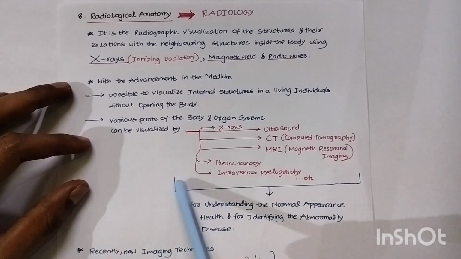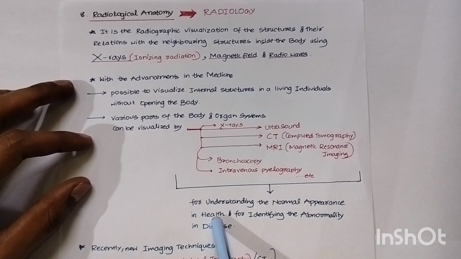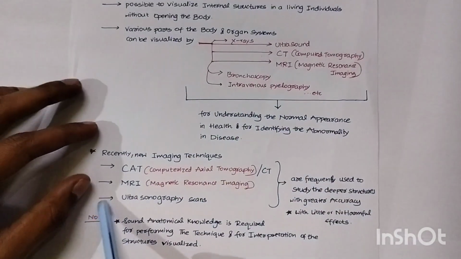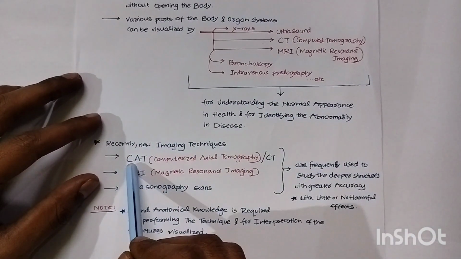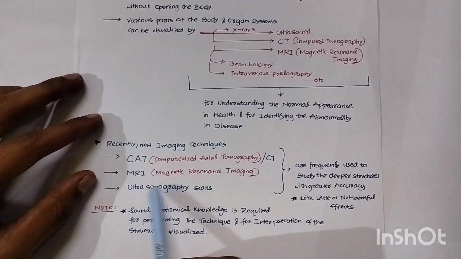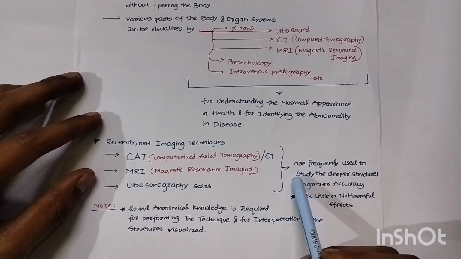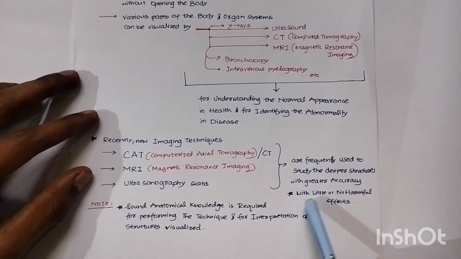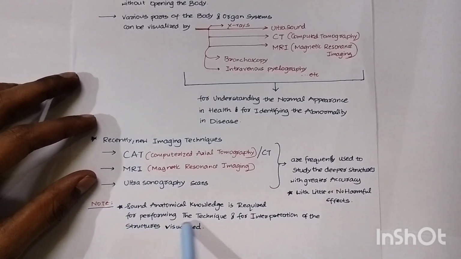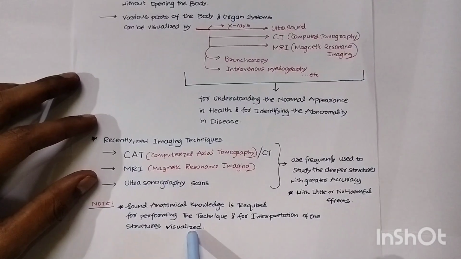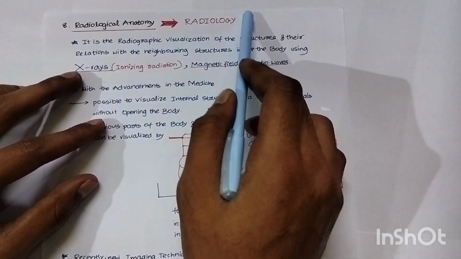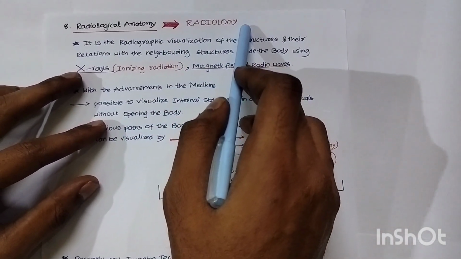Our inventions are made so that they will be useful for understanding the normal appearance in health and for identifying the abnormalities in diseases. Recently, new imaging techniques like CAT or CT scan, computerized axial tomography, MRI, magnetic resonance imaging, and ultrasonography scans are frequently used to study deeper structures with great accuracy with little or no harmful effects. Note: sound knowledge is required for performing the technique and for interpretation of the structures visualized. That's why radiology is a separate branch, a separate specialization that you can try for.